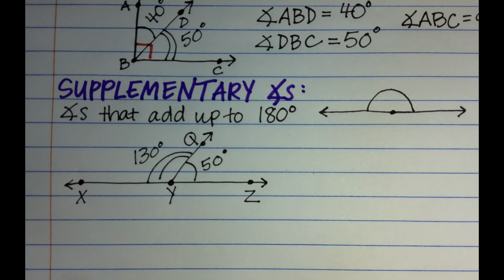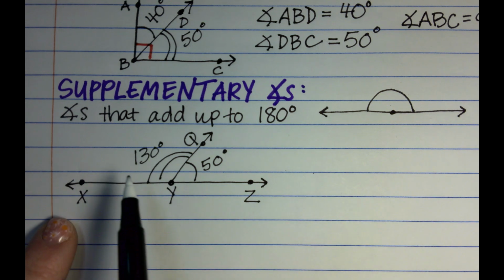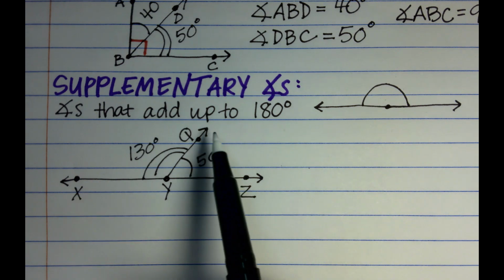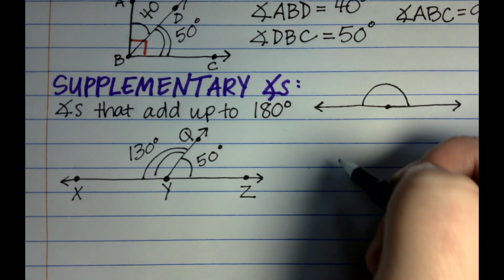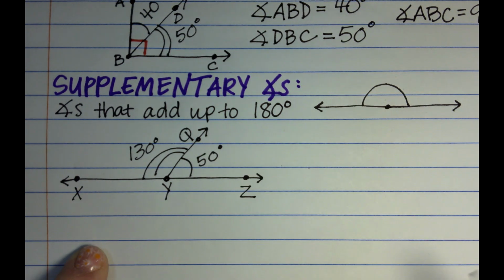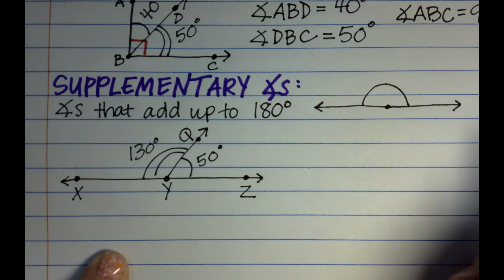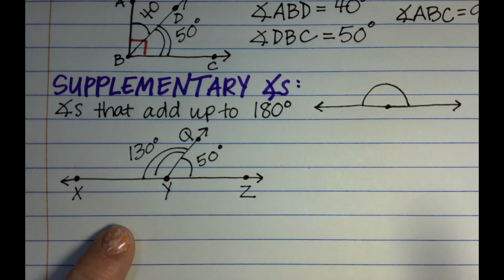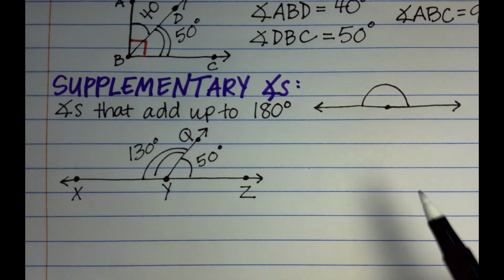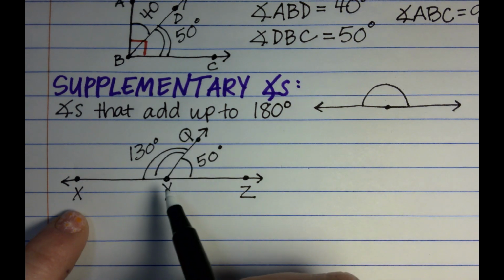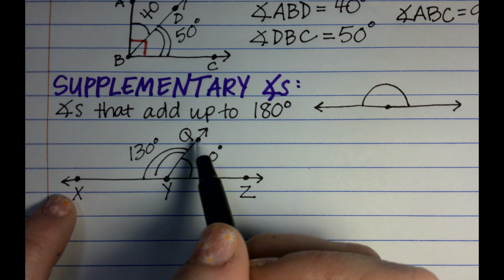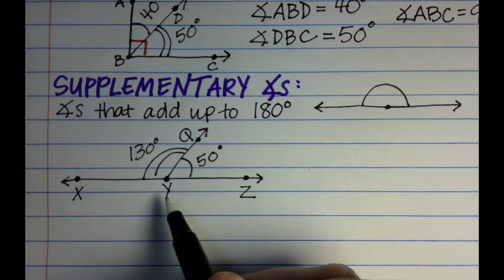Okay. And can you repeat, how did you name that 130 degree angle? X, Y, Q. Good. Is anybody confused about why it's X, Y, Q? Because the Y has to be in the middle. Yes, the Y has to be in the middle. Could I also call it QYX? Yeah, you can, as long as Y is in the middle and as long as you're using the correct letters. It doesn't matter if Q comes first or X comes first, but Y has to be in the middle.